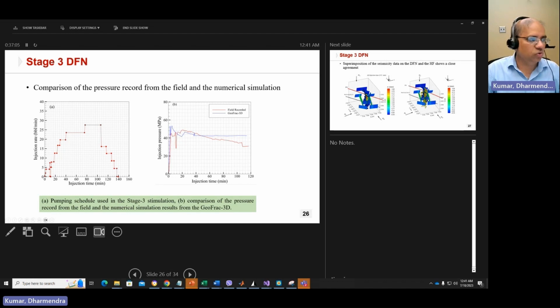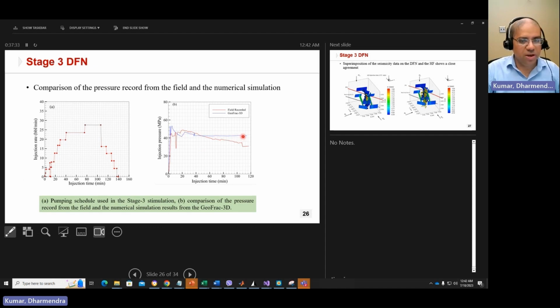So this one had a variable injection rate going up. They were increasing in stages, and then decreasing in the final close. Here we have a comparison of the injection pressure from the field, shown in the red line, and the one from the model, shown in blue. Initially, up to this point, we got a reasonable match.